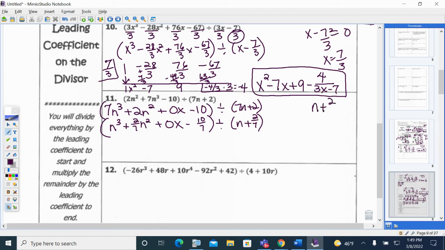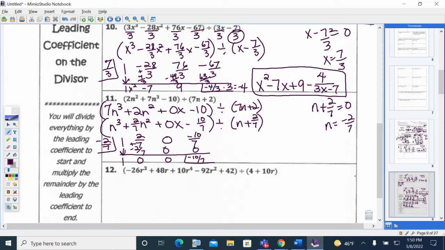Again, take your n plus 2/7, set it equal to 0, and get your n by itself. So negative 2/7 goes in the box. I've got my 1, the 2/7, the 0, negative 10 sevenths. And then we are going to multiply, add. So 1 comes down. Negative 2 sevenths times 1 is negative 2 sevenths. Add, and you get 0. Negative 2 sevenths times 0 is 0. 0 plus 0 is 0. Negative 2 sevenths times 0 is still 0. And we get negative 10 sevenths as our remainder.